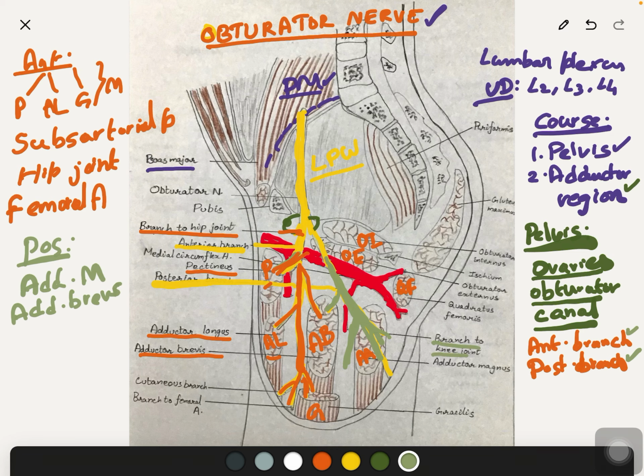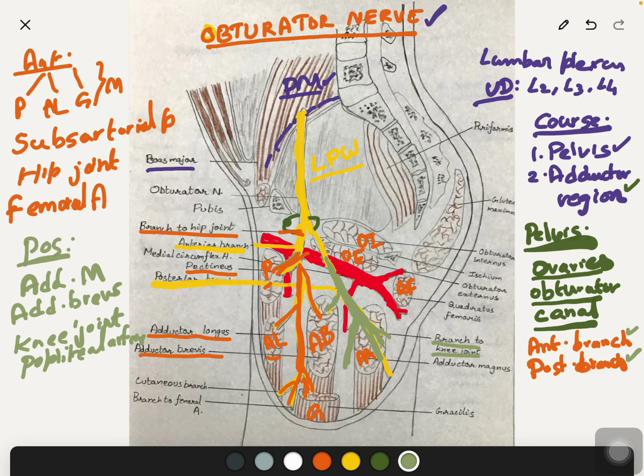Then the articular branch, a branch to the knee joint. Then a branch to the popliteal artery. The anterior division gives a branch to the femoral artery, and the posterior division gives a branch to the popliteal artery. So these are the branches of the obturator nerve: muscular, cutaneous, articular and arterial branches.